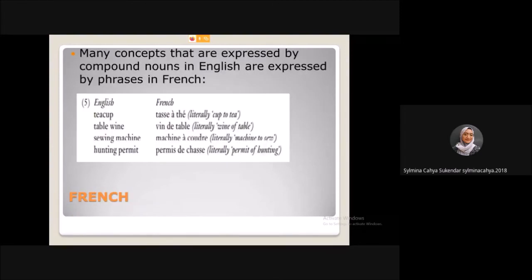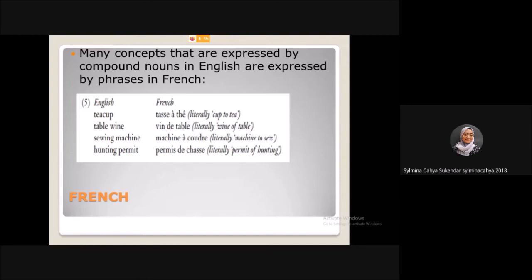And we proceed to the next language, French. So in French, many concepts that are expressed by compound nouns in English are expressed by phrases in French. So it's a little bit different from English. As you can see in table number 5, we have 4 examples of compound nouns. I'm going to take the first word, teacup. Teacup means a cup to pour tea in and then we drink it, right? And in English, we just connect 2 words, tea and cup, without any connector.